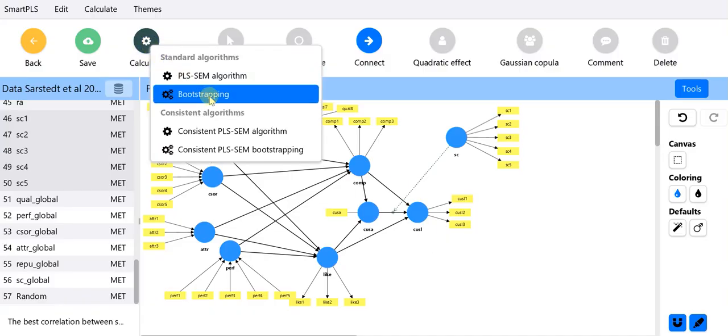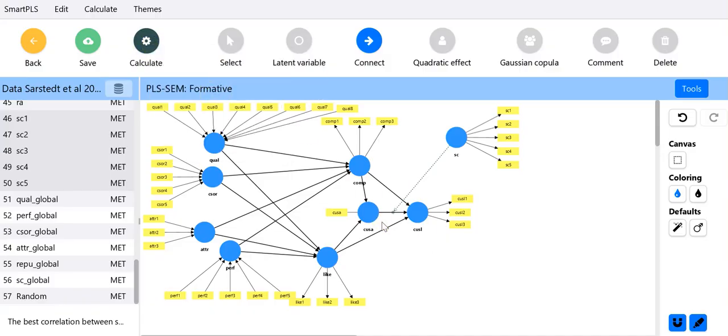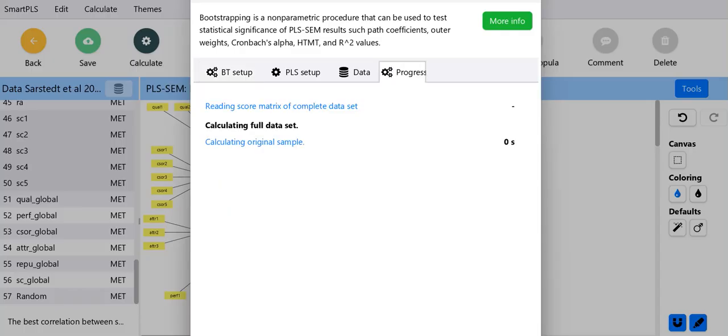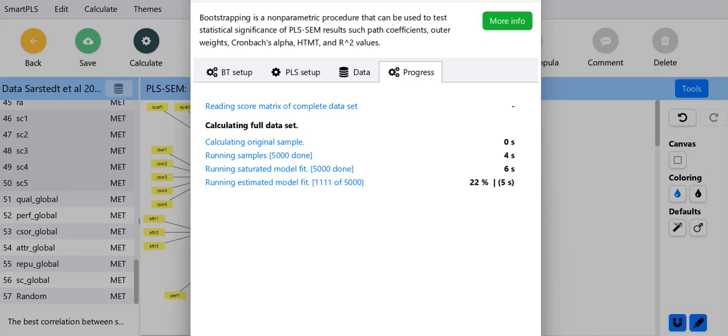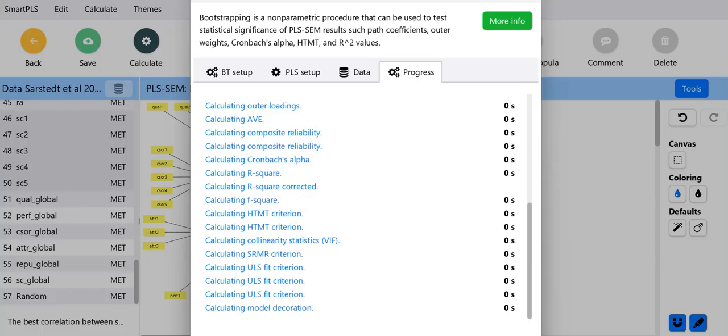Now let's go for calculating bootstrap, and then we will go for running a bootstrap. Basically, it will help you in understanding how significant the relationship between these two is, or how much strength it is giving. So we are trying to look into the path coefficient value, as well as your significance level.